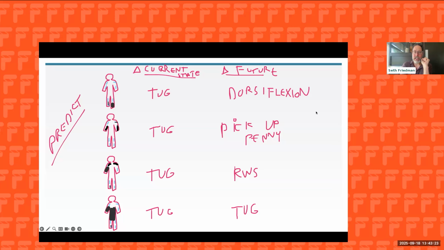Really, I would like to see a future state where if the first patient has only muscles affected in the dorsiflexors, we measure dorsiflexion. If it's more like the muscles that could be involved in pick up a penny, we use pick up a penny and reachable workspace and so on, so that we're personalizing the muscle, the patient, and the task, because that will be the most likely thing that will pair the stuff up.